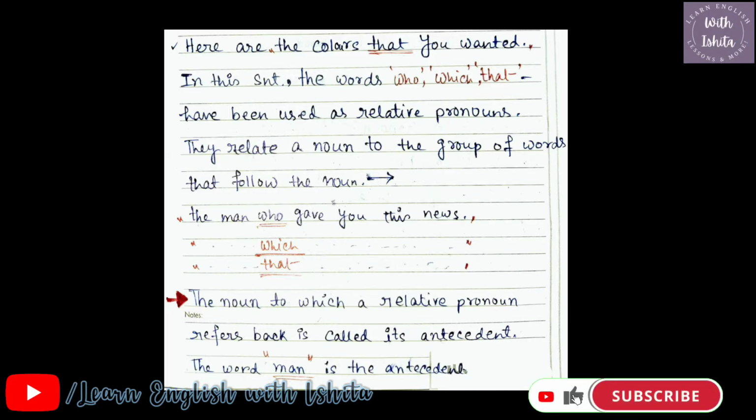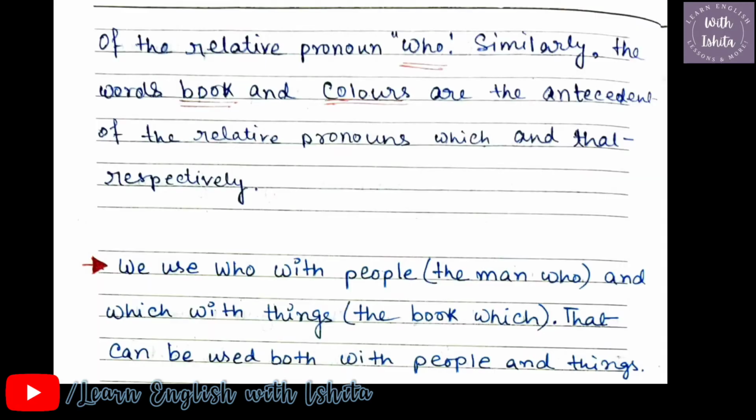For the above sentences, the man who gave you this news, in the sentence who is the relative pronoun that follows the man. Okay? For the second one, which follows the book. And the third one, that follows the colors. The noun to which a relative pronoun refers back is called the antecedent. The word man is the antecedent of the relative pronoun who. Similarly, the words book and colors are the antecedents of the relative pronouns which and that respectively.